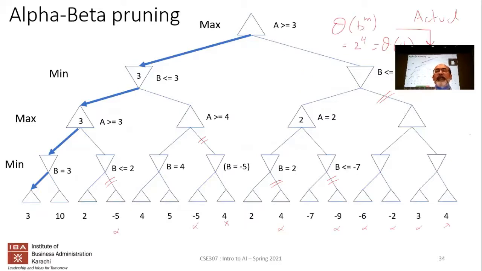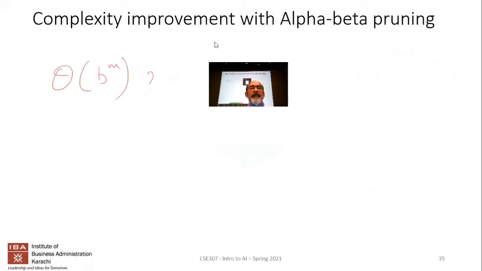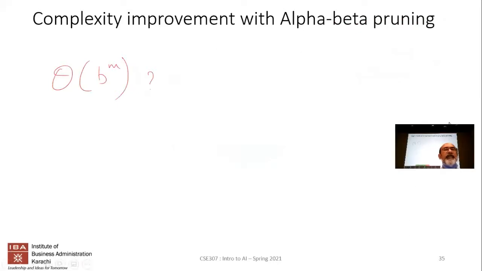So now, if you look at the reduction in the algorithm, you can see that instead of going from order of 16, we came down to 7 over here, as we already saw. Now the question is, what's the actual algorithm? Some of you had an idea that it might actually be reduced logarithmically. So let me just tell you what the best case scenario is. The best case scenario is that instead of order b to the power m, it will come down to b to the power m upon 2.